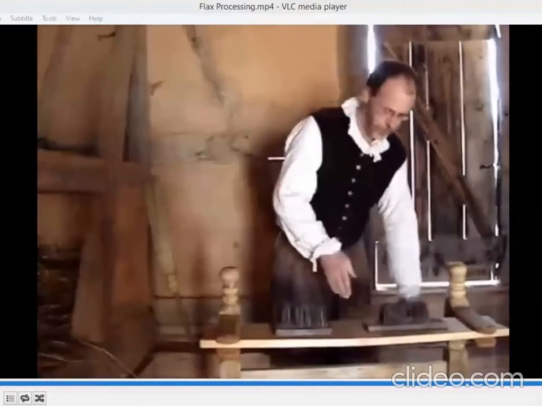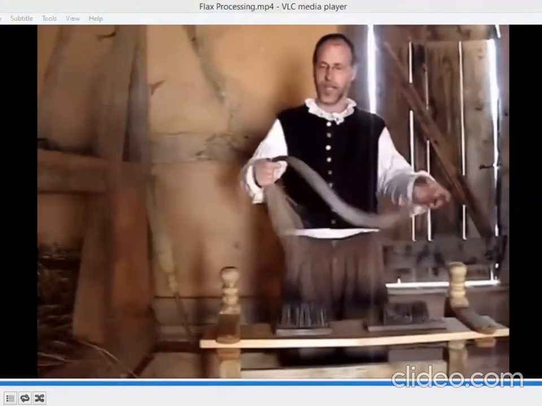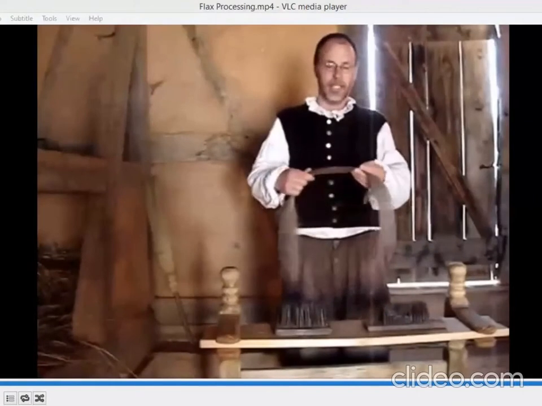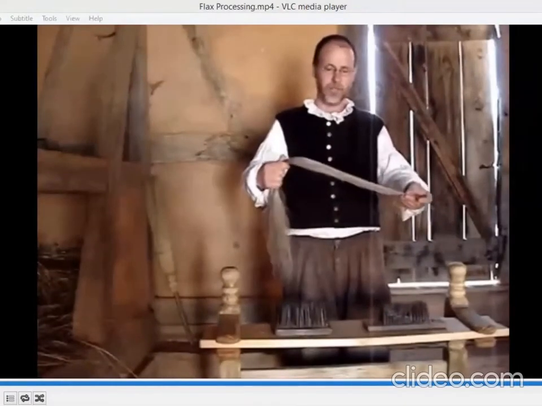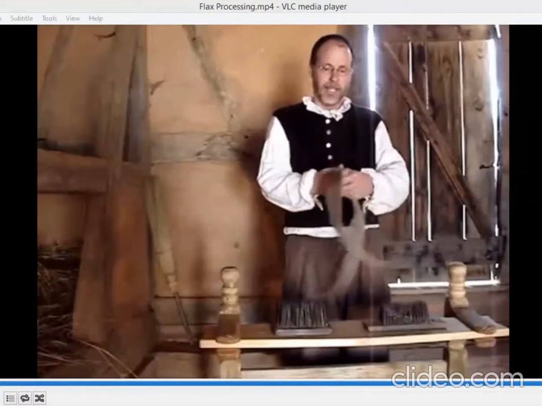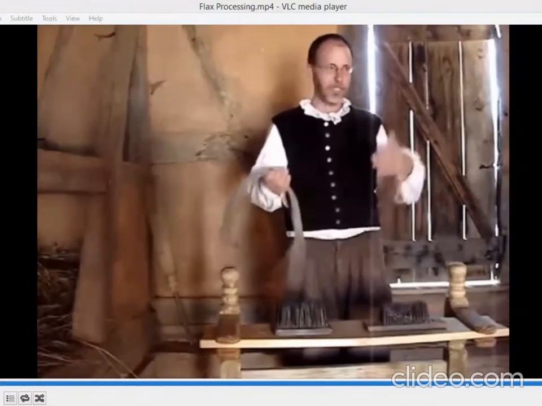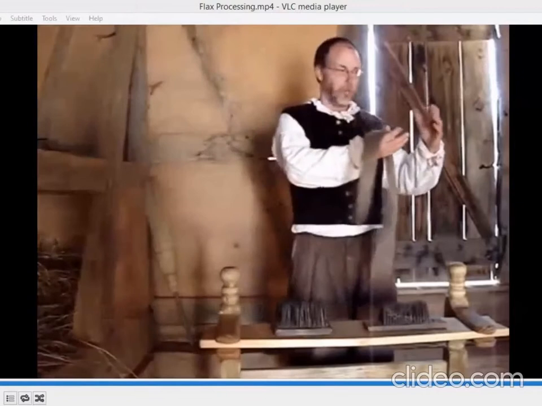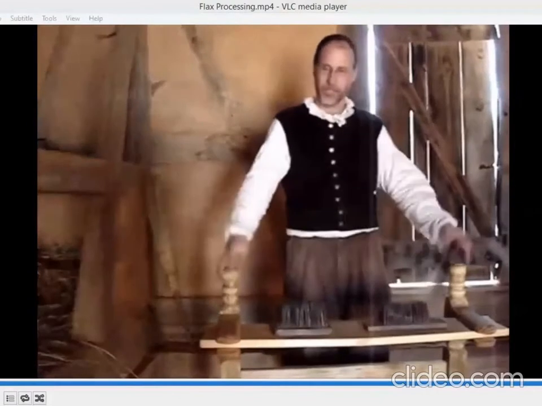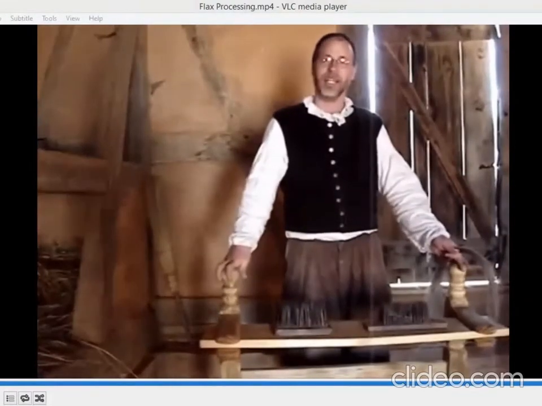And yes, once it was just as finely combed, we could take it into the house and spin it into linen thread on the spinning wheel. So that is flax processing from start to finish. Threading to breaking to scutching and then finally hackling.